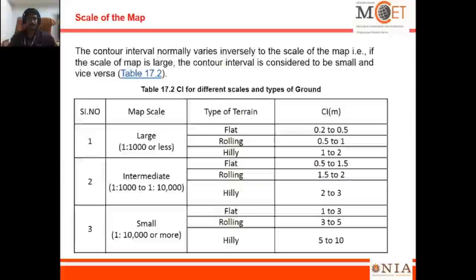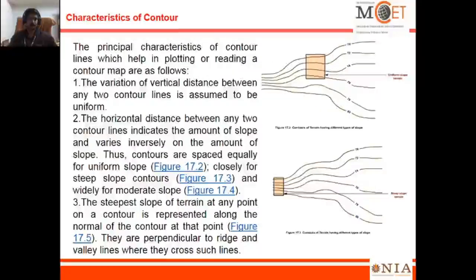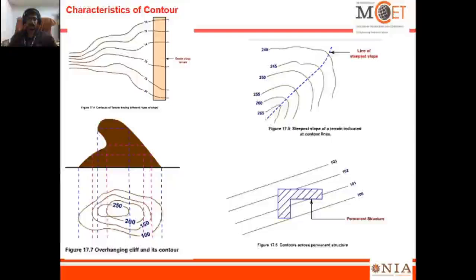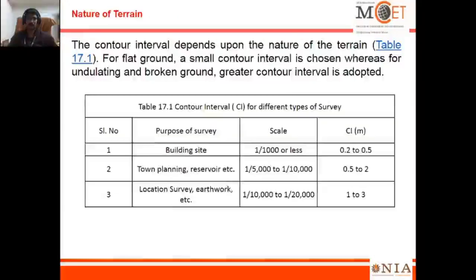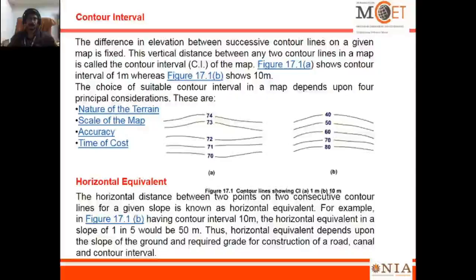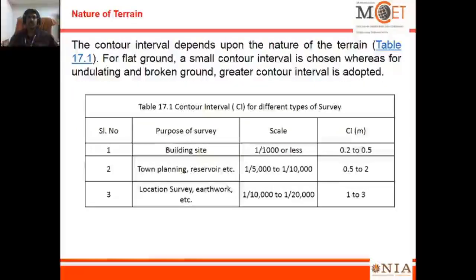Then what is the representation of it? 17.1b. Here, right? The contour interval can be fixed based on the 4 factors we have seen in the last slide.